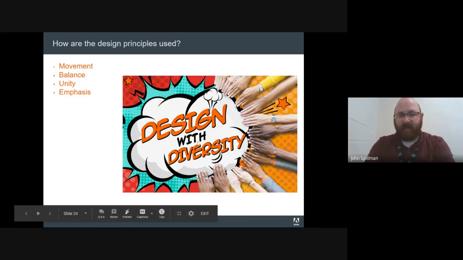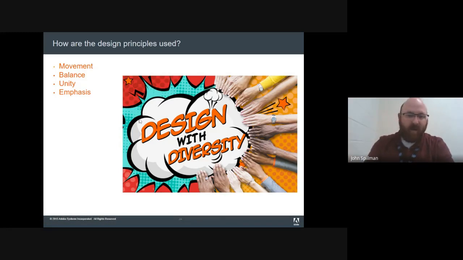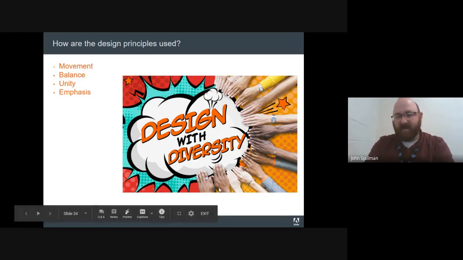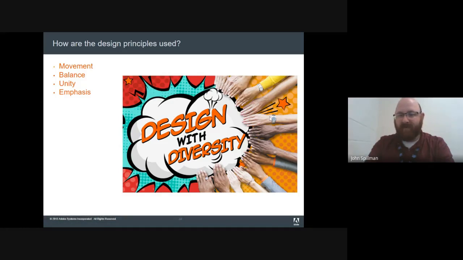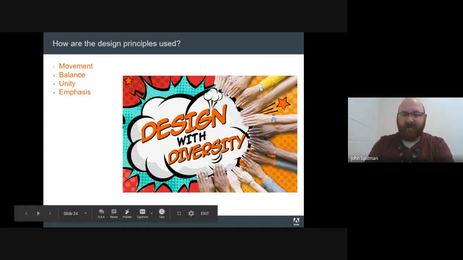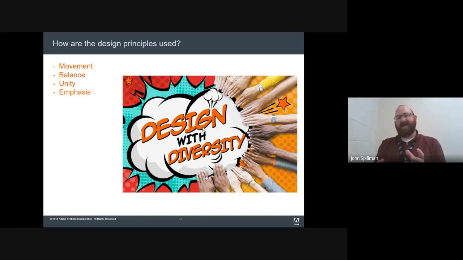And then emphasis. What we're emphasizing here is the title of whatever it is we're looking at: Design with Diversity. And if you look at the hands, we're emphasizing that diversity because we have a lot of different colors of hands coming around and framing this title out, right? So definitely a lot going on in this. That's what I want you to take away from this: every design has some sort of purpose or meaning behind it, and breaking it down using these four categories is really going to help you understand what's going on.